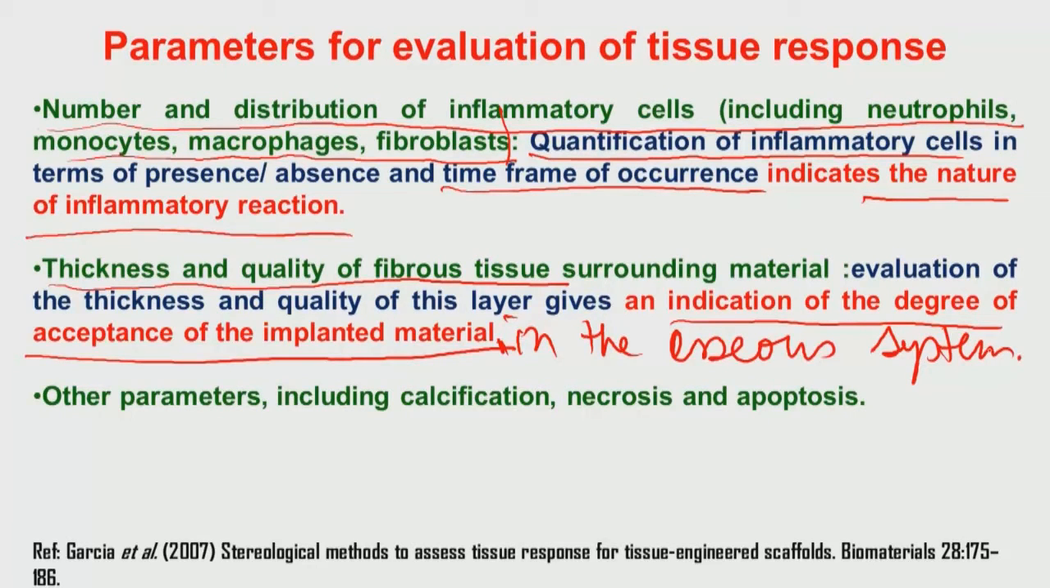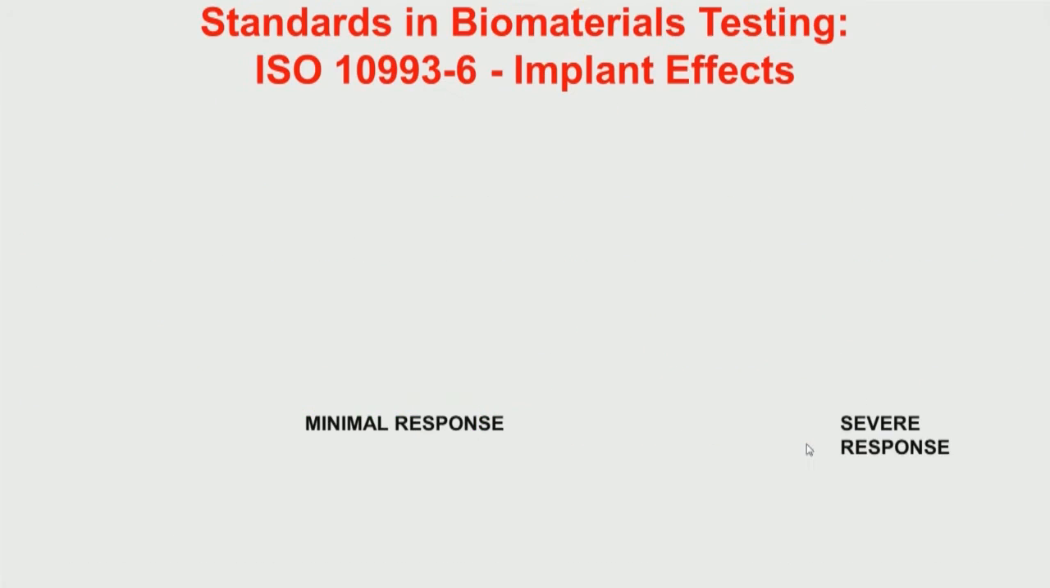with the time of implantation. Now, other parameters which one can also look for while analyzing the histology slides are the signatures of calcification, necrosis and apoptosis. Remember, necrosis and apoptosis are the two ways that cell death can take place, and they have been introduced or discussed to quite a significant extent in some of the preceding modules.